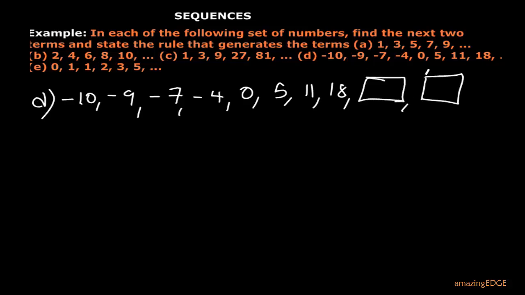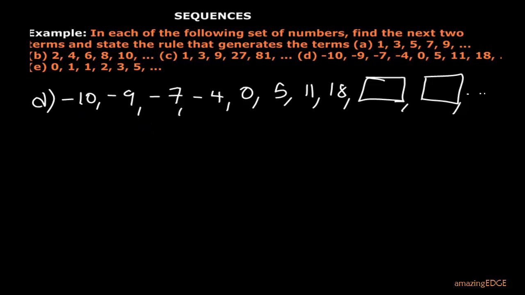That's the next two terms. So how do we do that? We have to look at the sequence and see how it behaves. So here you have minus 10, minus 9. It's just like you added 1 here. I don't know, but at least that's what happens between them. Then if you look at minus 9 to minus 7, it's like you added 2. Then minus 7 to minus 4, you added 3. You see what is happening?